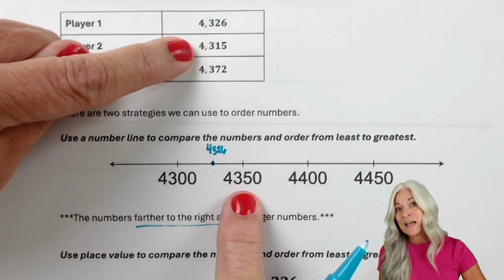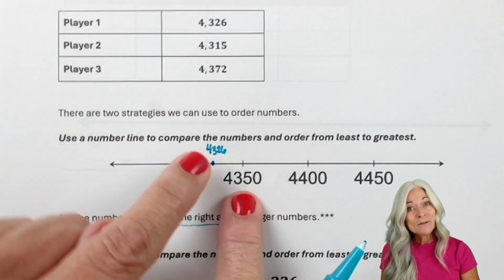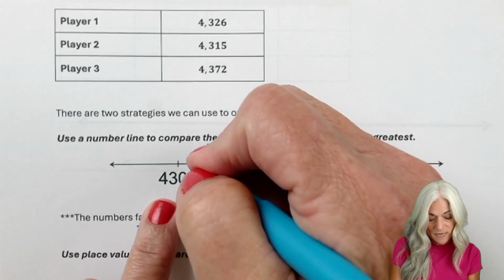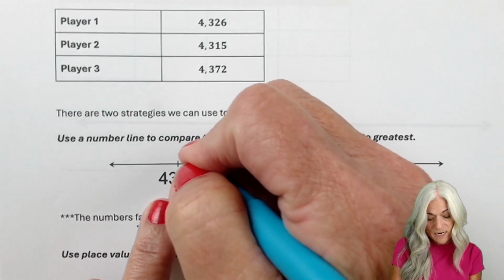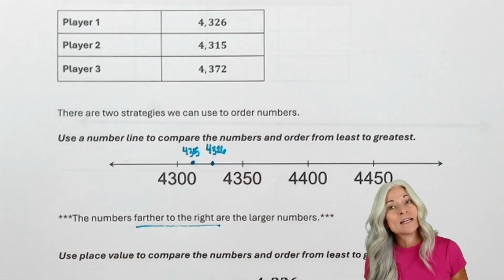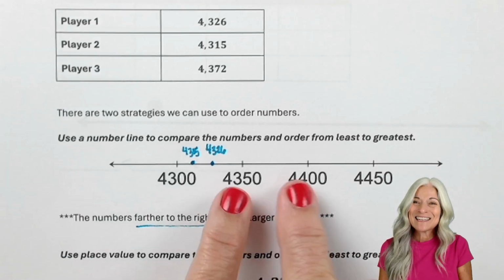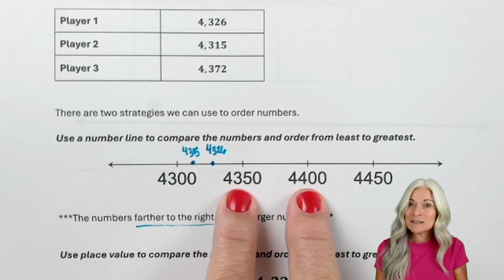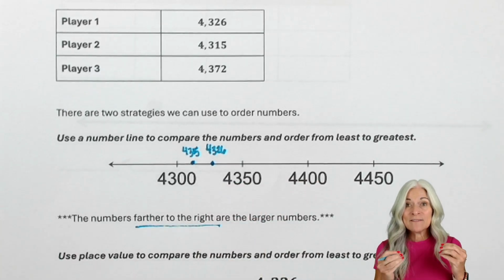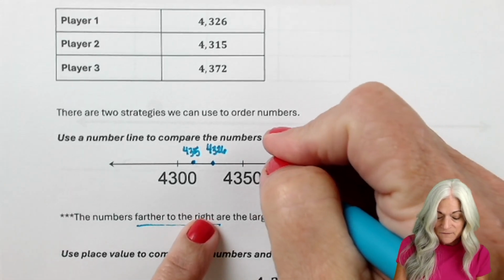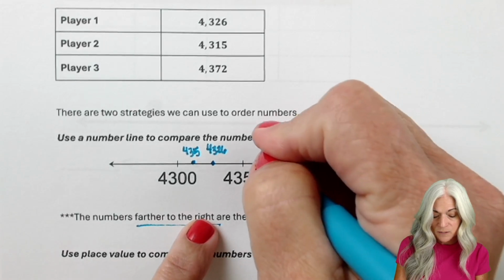So where would 4,315 go? Well, we know that's going to be closer to 4,300. So maybe right about here, 4,315. And then 4,372. Well, that's going to be in between 4,350 and 4,400. 4,375 would be right in the middle, so it's going to be very, very close to the middle.